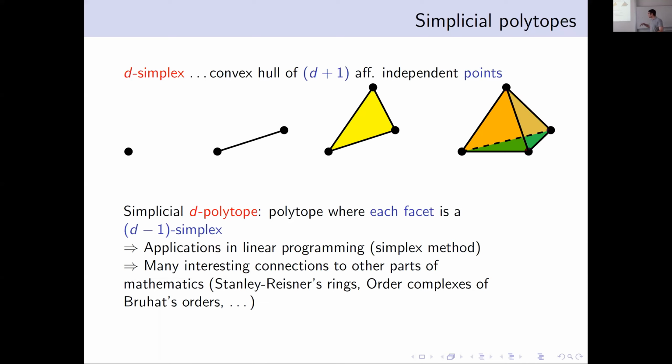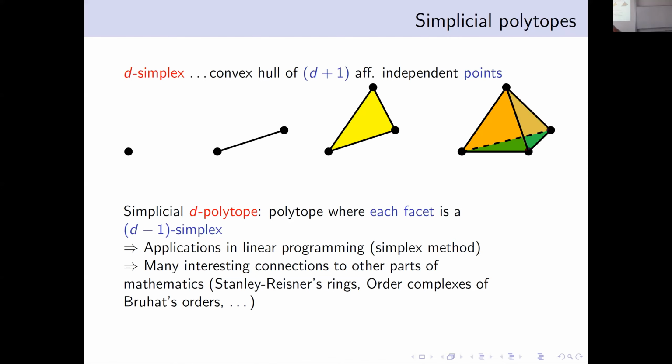And here I just mentioned some buzzwords. No worry if you do not know what that means. They found applications in commutative algebra, by so-called Stanley-Reisner rings. They have applications in group theory. For example, you can study the order complexes of Bruhat orders and stuff like that.